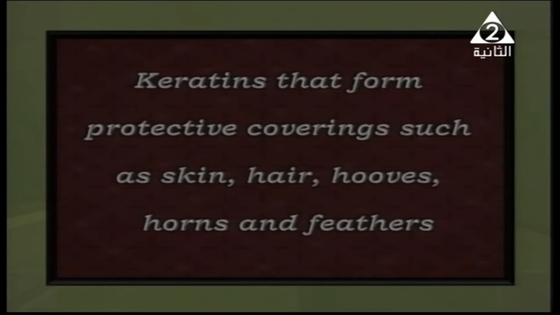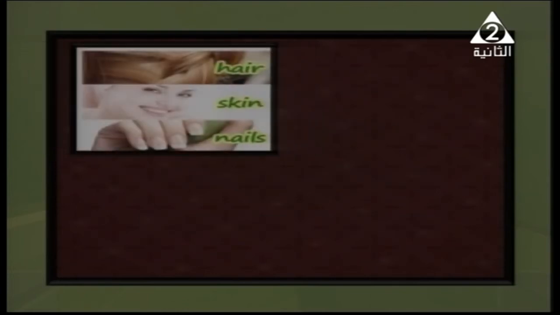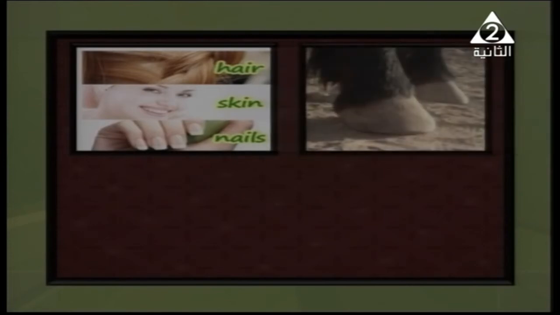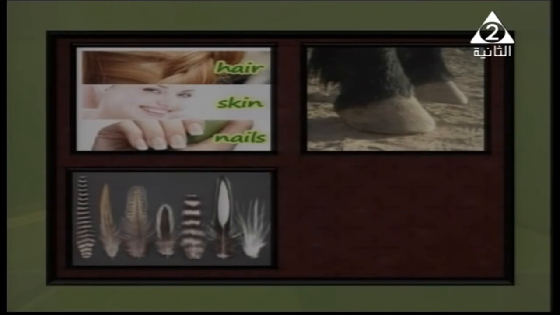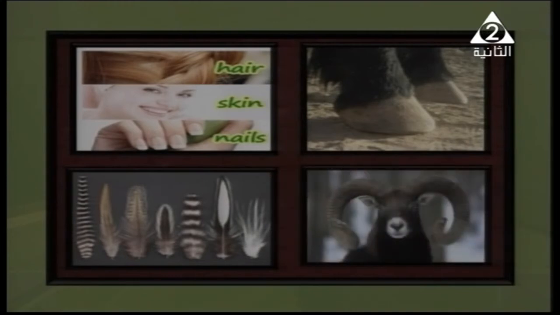Number three, keratins that form protective covering such as skin, hair, hooves, horns, and feathers. So hair, skin, nails consist of keratin protein, and hooves, and feathers, and horns.